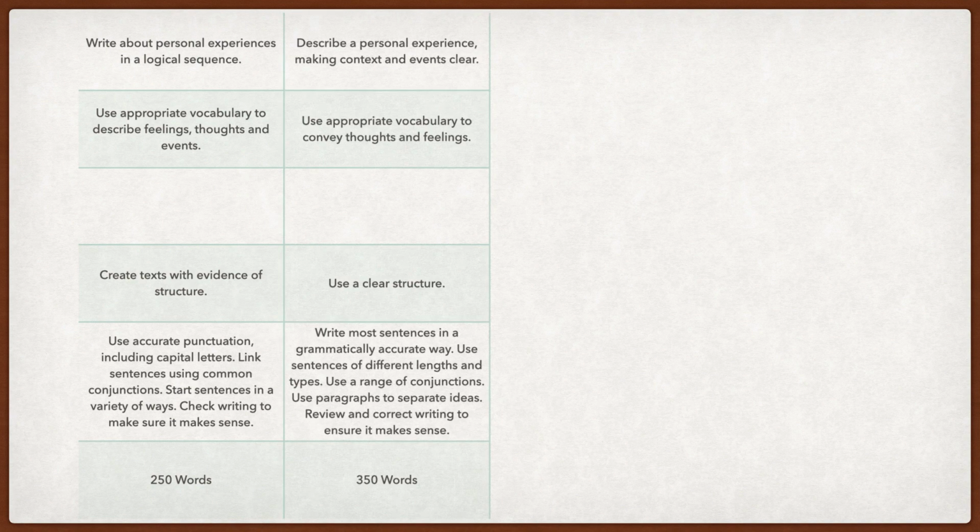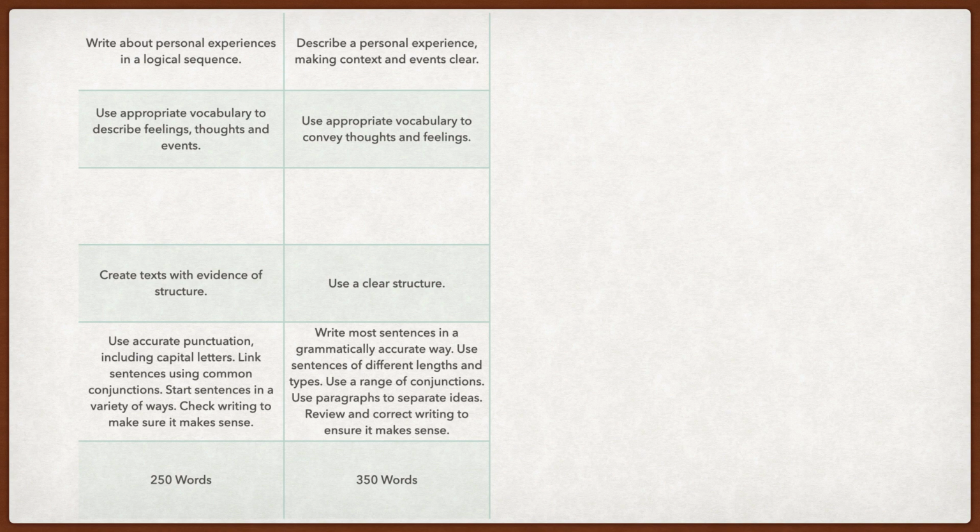If you're working through level two, which more of you are, then for this one you have to describe a personal experience, making contexts and events clear. You need to use appropriate vocabulary to convey thoughts and feelings. You need to use a clear structure. You then need to write most sentences in a grammatically accurate way. Use sentences of different lengths and types. Use a range of conjunctions. Use paragraphs to separate ideas. Review and correct writing to ensure it makes sense. And you're working for between 350 and 450 words roughly.